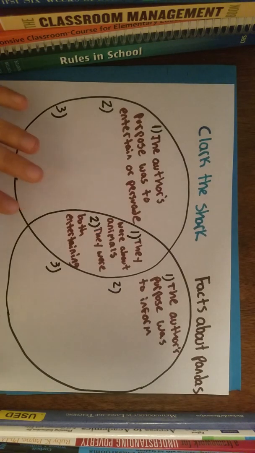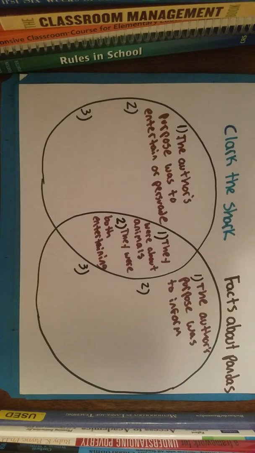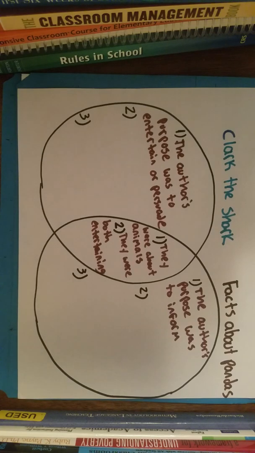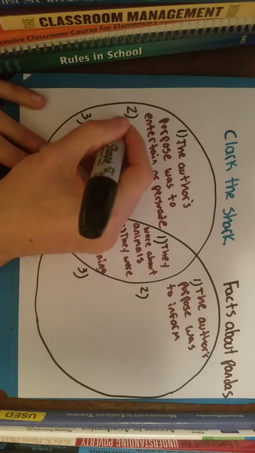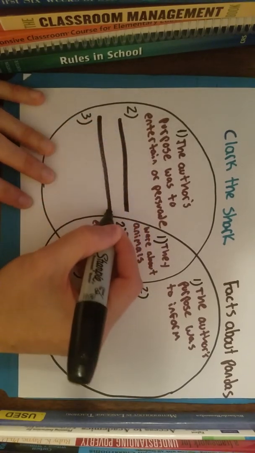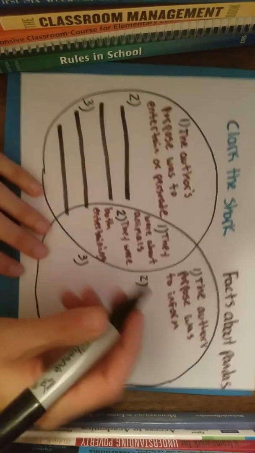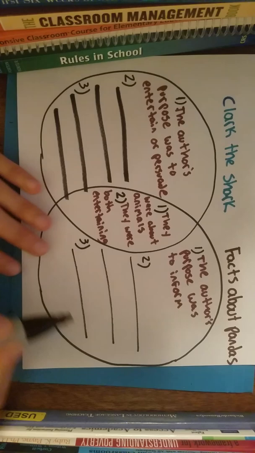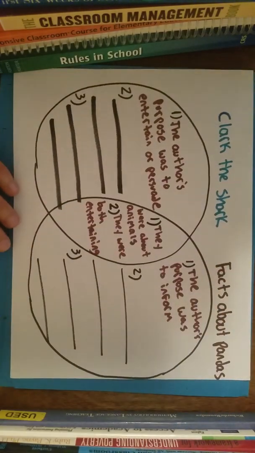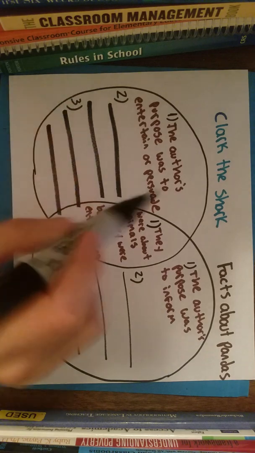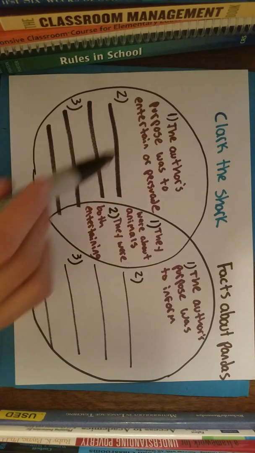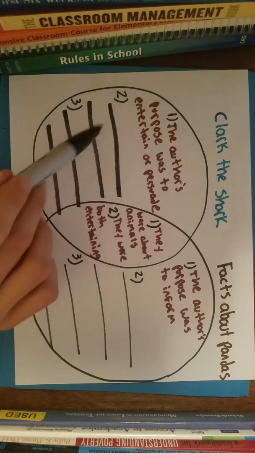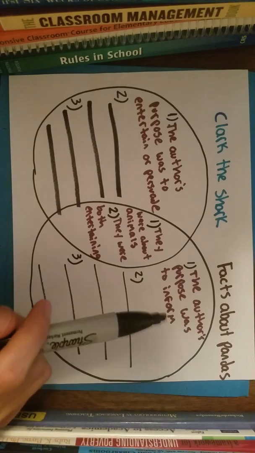So again, once you make your Venn diagram here, if you want to fill in the 4 lines that I already filled in, and then your job for your Seesaw assignment are these right here. Number 2 and number 3 in each of the story bubbles. So you can either make a Venn diagram like I did, or you can upload a video just explaining what you would put, 2 more pieces of information you would put in Clark the Shark's circle, and 2 more pieces of information you would put in the Facts About Pandas circle.